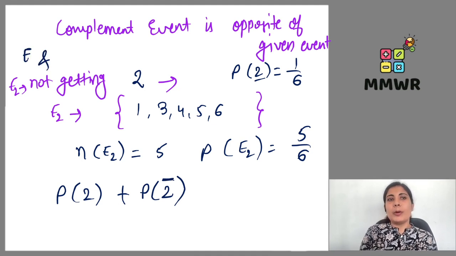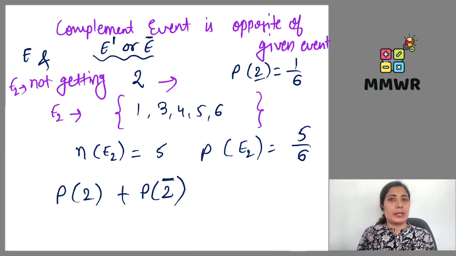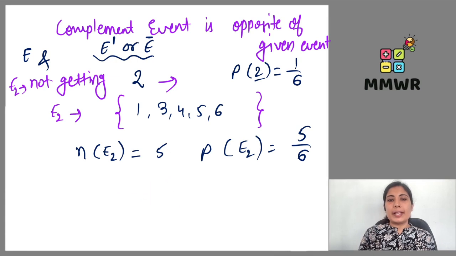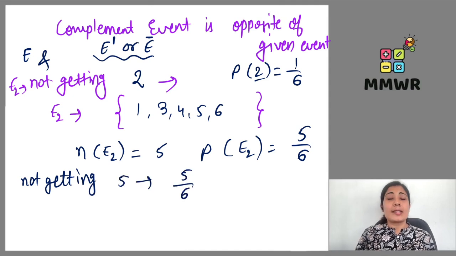Event and complementary event will be E dash or E bar. We represent it in this way. This is the symbol for complementary event. So whatever the event we have, like probability of getting 5, okay? If I find the probability of not getting 5, it is also going to be 5/6 because other than 5 there are 5 numbers which can come, 1, 2, 3, 4, 6, these 5 numbers can come. This will be the event 3 I am considering.